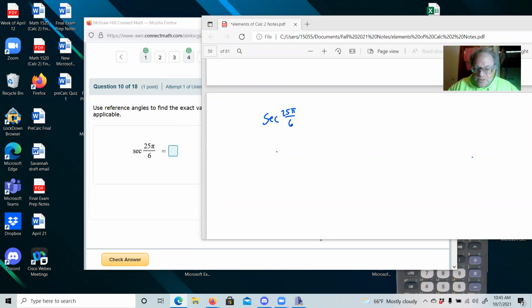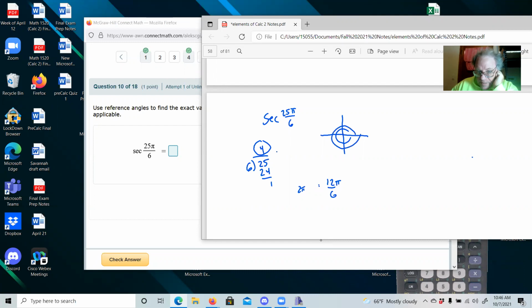So we're trying to figure out what is the secant of this angle. The way we're going to do this, 6 goes into 25 four times with one remainder. You have to be a little careful because all the way around is a 2 pi sort of ordeal. So that's 12 pi over 6 to go one revolution, because that's 2 pi. We go another revolution, that's going to double, 24 pi over 6. So we have to go one more, not one more revolution, but one more pi over 6.